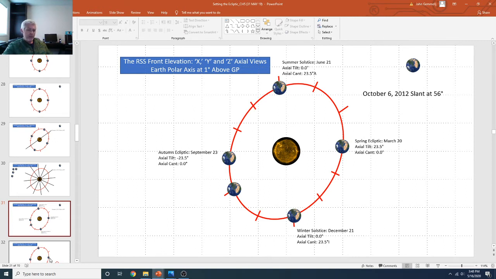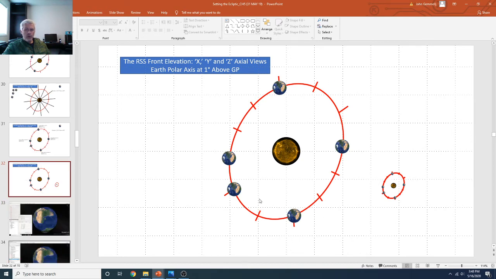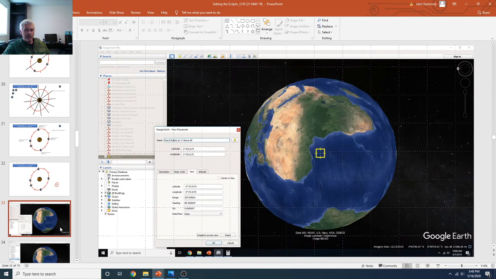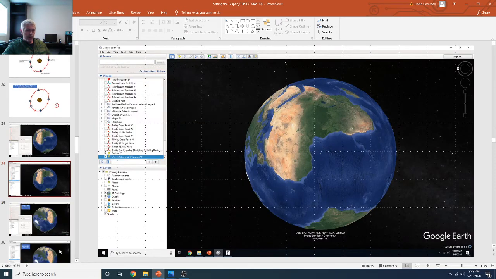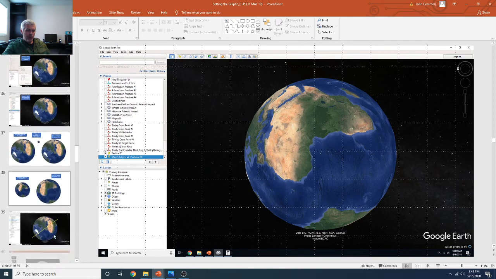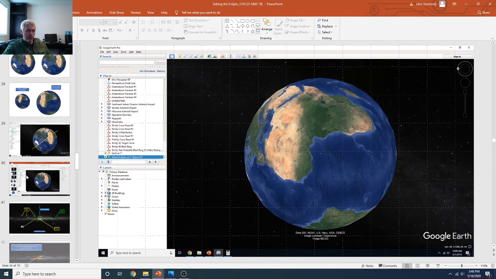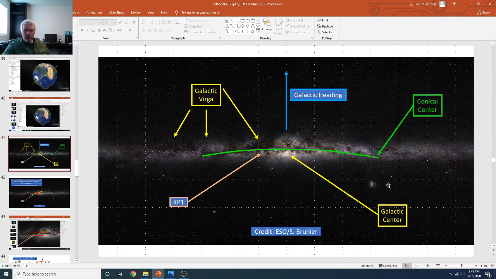And so we get this solar system. Now this is where I'm shrinking it down to fit onto some of my other graphics, and I don't know why I took that picture. Okay, we're going down here farther. I was getting a different view of the Earth. Okay, and here we go. I'm down here. So here it is. I'm pointing out the galactic virga on this very beautiful compilation that was put together by the ESO and S. Brunier.